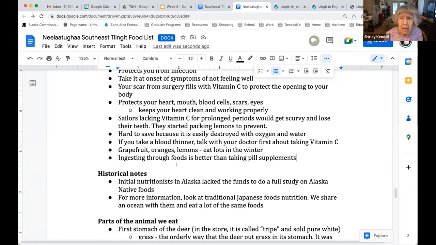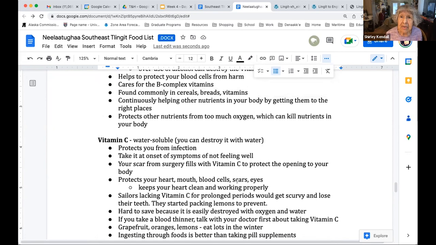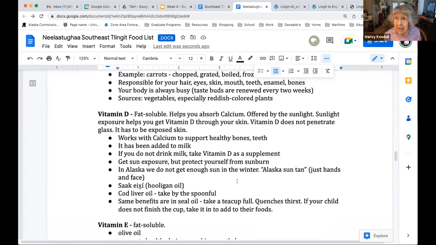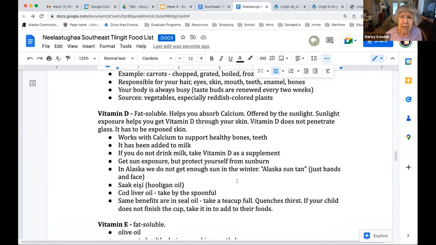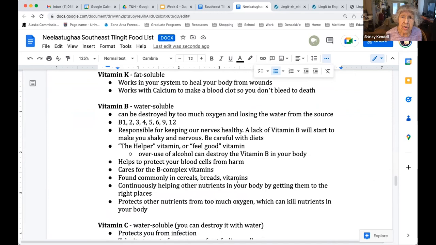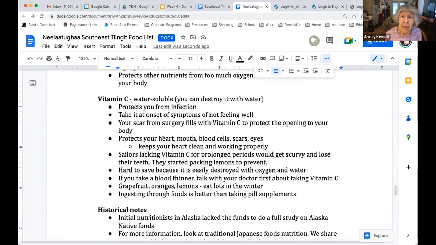So supplements are nice if you can't get any other source, like we talked about the vitamin D3 that you need for absorbing calcium, which comes from the sun. And in Alaska, that's kind of hard on us. If the sun is out, it's still too cold to show your skin. Remember that vitamin C does help with your heart and keeps your scars clean, so that your body doesn't get invaded through the scars that you have.